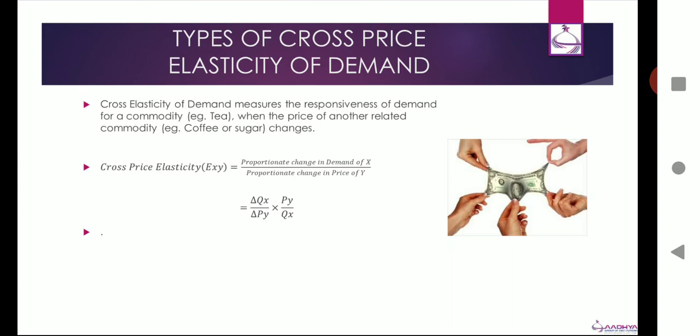All right. So here we'll see the formula is proportionate change in demand of X divided by proportionate change in price of good Y. So a different good's price, how does it affect the demand for another good?